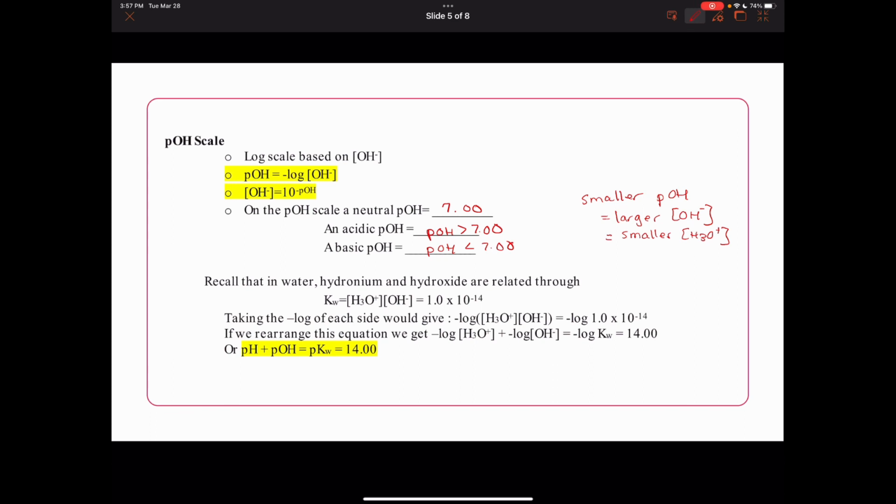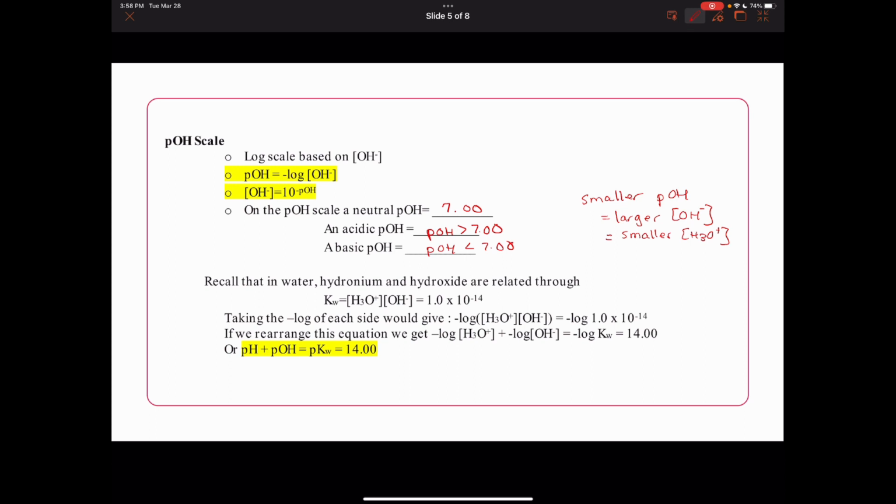So we've got a bunch of relationships we've seen so far. We've defined pOH, and we have a relationship between pOH and concentration. We've defined pH, and we have a relationship between pH and concentration. Now also remember that the whole equilibrium in water is described by Kw. And Kw is the concentration of hydronium times hydroxide, which equals 1 times 10 to the negative 14th.